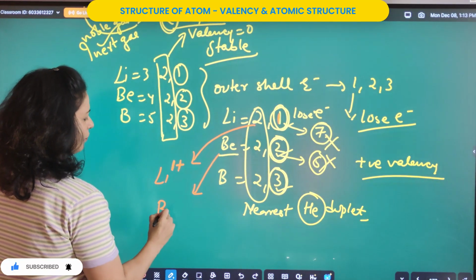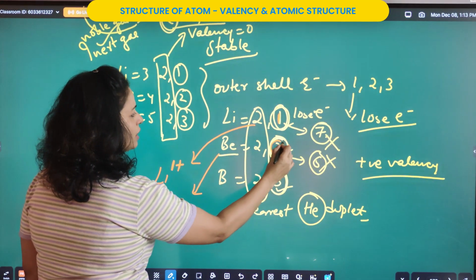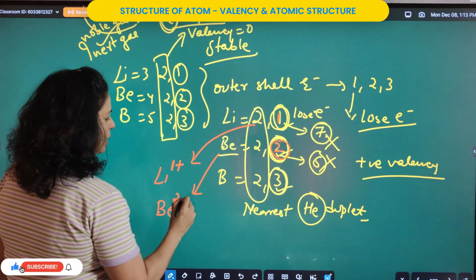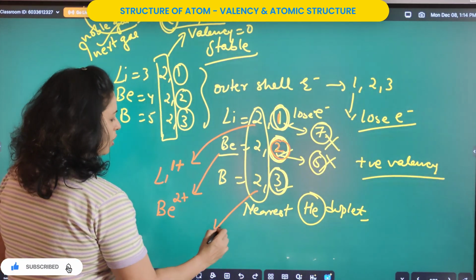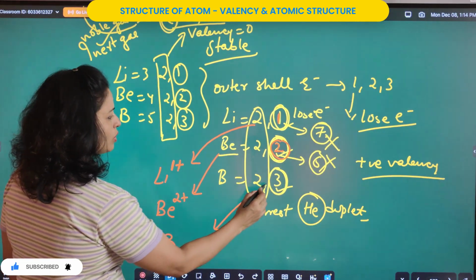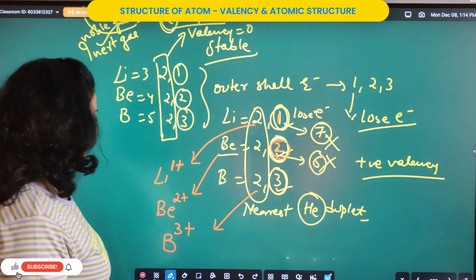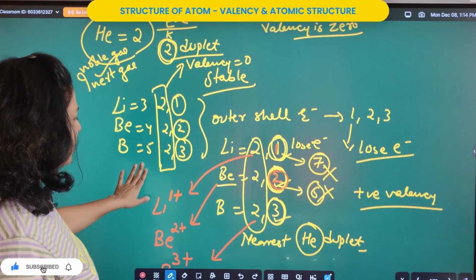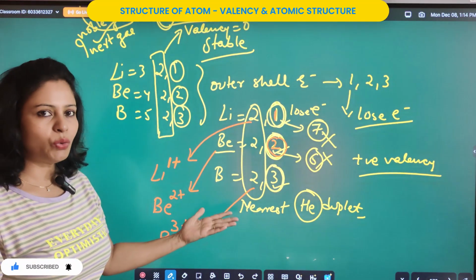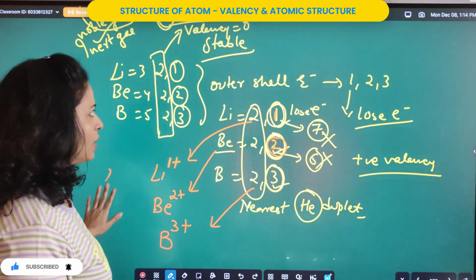Similarly beryllium loses 2 electrons, right? It will lose these 2 electrons. So it will be 2 plus. And boron will lose how many electrons? 3 electrons. It will have 3 plus valency. So like that, the valency will be the number of electrons they lose to attain the nearest noble gas configuration.